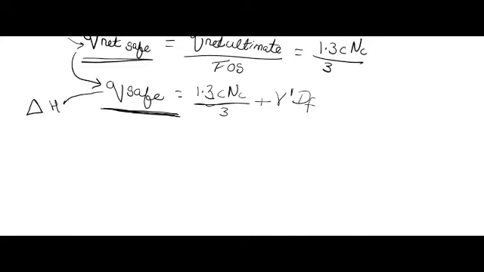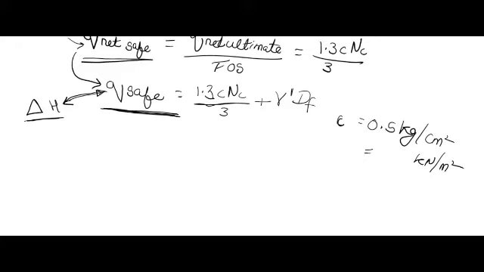This Q safe is causing this final settlement. So what will this final settlement be? First you have to find what Q safe is, and for that you need C and N_C. It is given in the problem. We also know the depth of foundation, that is 1.5. But C is given as 0.5 kg per centimeter square, so we just have to convert it into kilonewton per meter square.